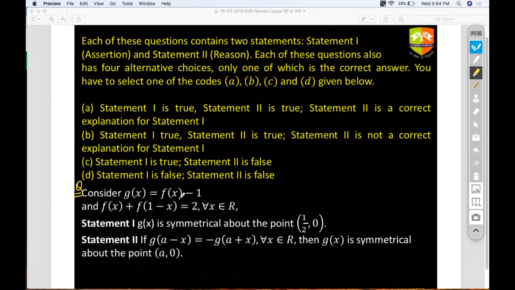Consider a function g of x as f of x minus 1, and another function f of x plus f of 1 minus x as 2. Statement 1 claims that g of x is symmetrical about half comma 0. Statement 2 says if g of a minus x is negative g of a plus x, then g of x is symmetrical about a comma 0. So which of the options A, B, C and D are correct in this case?